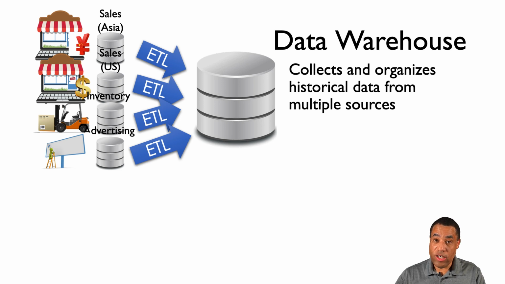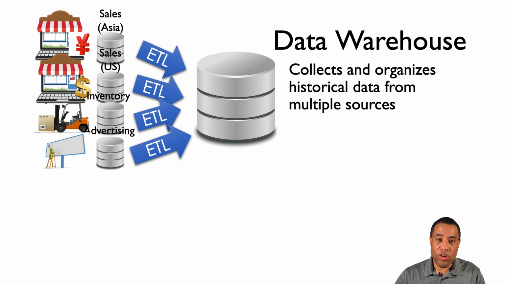Okay, so we have our data warehouse where we're collecting and organizing our historical data coming from all of these different data sources. Now, in a traditional extract, transform, and load scenario, all of the data in our warehouse has to conform to our predefined schema before we can load it into that data warehouse.